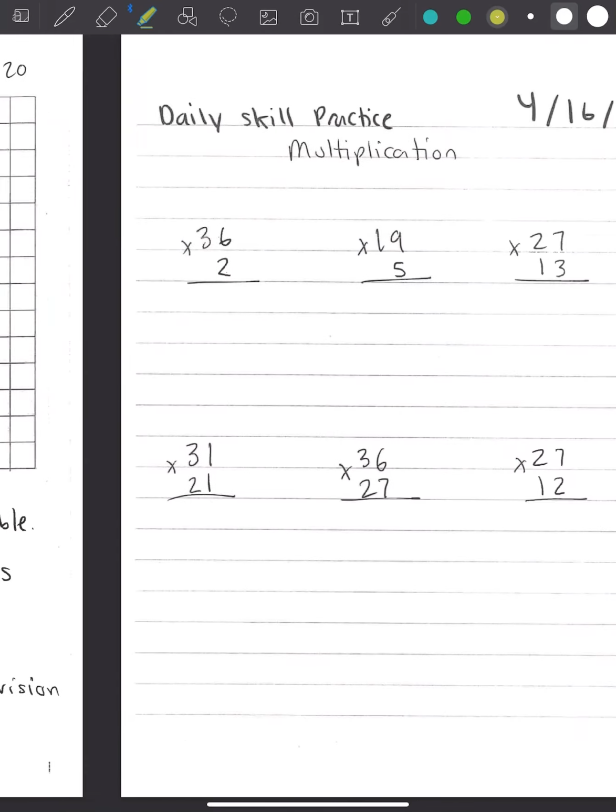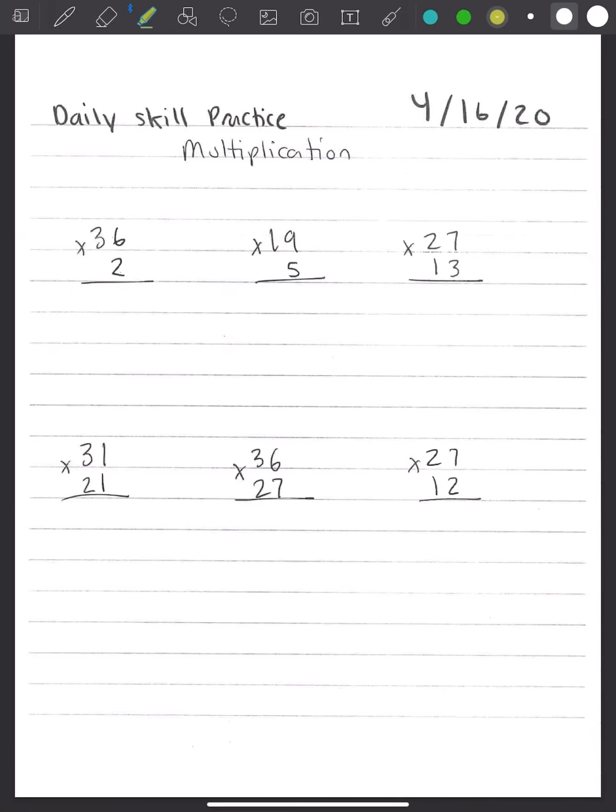Okay. So as we move on, guys, today our daily skill is going to be multiplication. It is only 6 problems. As soon as you do these, you can move on to the next part. This should take you more or less 10 to 15 minutes. And it should be very easy since you already have your multiplication table.